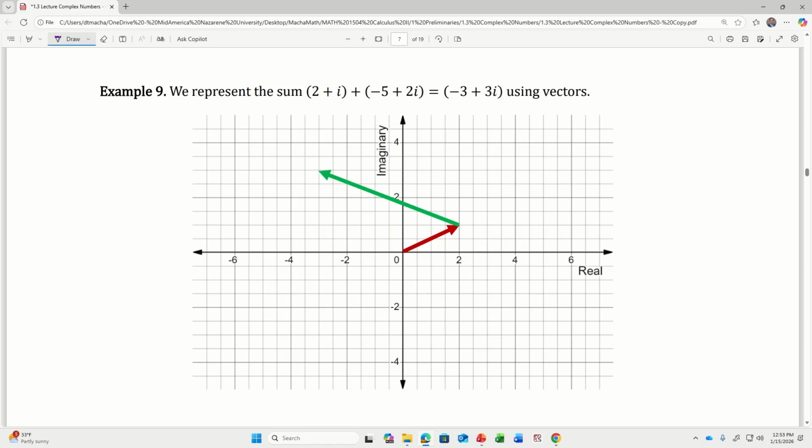well, here's 2 plus i as a vector in red, and here is negative 5 plus 2i as a vector in green. But I just took the negative 5 plus 2i vector, which normally would go from here to here, and I just line it up tip to tail with the first vector. And then to read the result of this sum, I just look at the coordinates of where we end up.